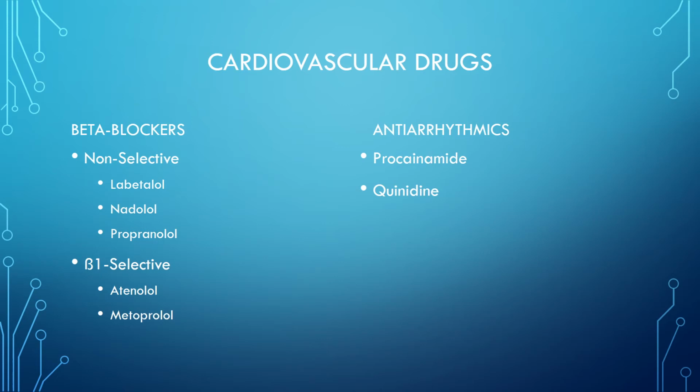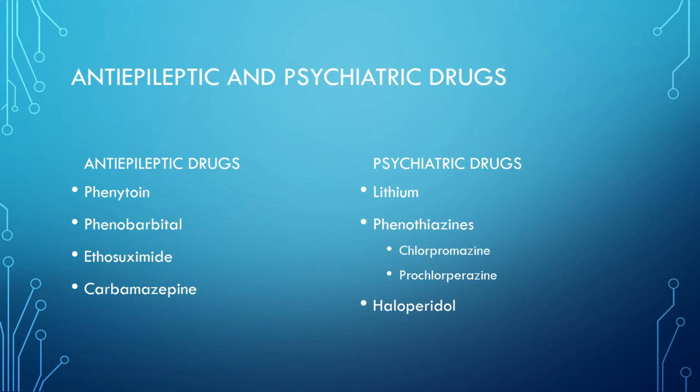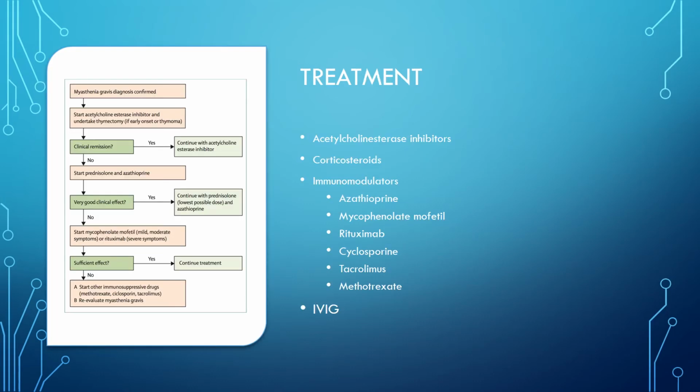As for our antiarrhythmics, these are older drugs. You're not going to see them as much. The one thing I will mention about procainamide is that it is also associated with drug-induced lupus. And then here's some anti-epileptic and psychiatric drugs that you'll see, and I'll let you read that for yourself. There's not too much there. Just be aware that it can cause some neurotoxicity, muscular toxicity.